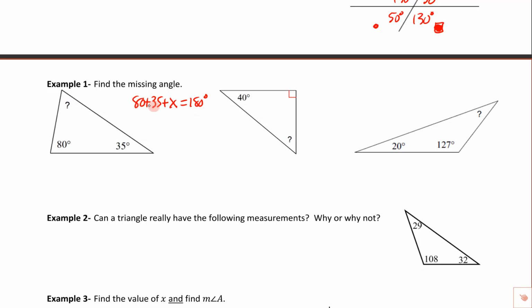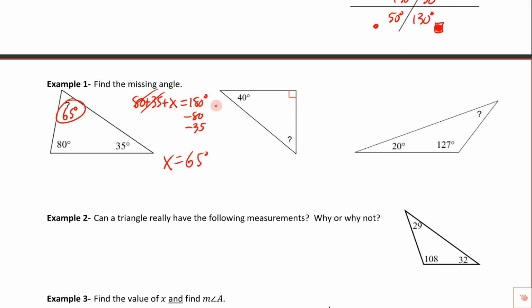So we're going to get rid of this by subtracting 80 and subtracting 35 from both sides. So we get X equals, we'll do 180 minus 80, that's going to be 100, and 100 minus 35, that's going to be 65 degrees. If you want to double check me on your calculator, you're welcome to. So this is going to be 65 degrees right here.